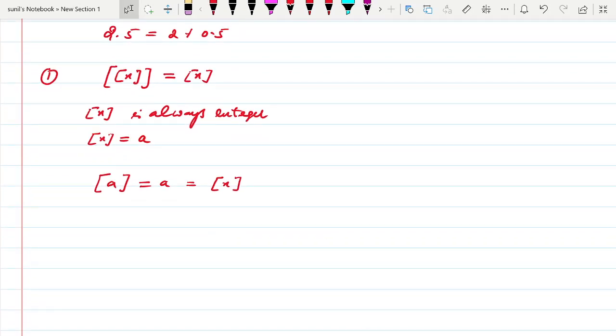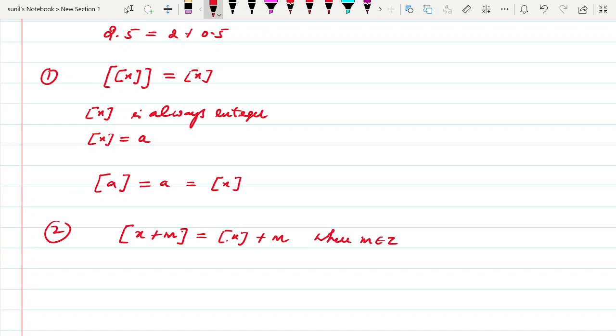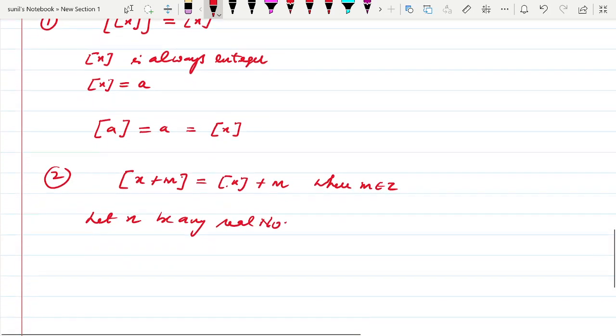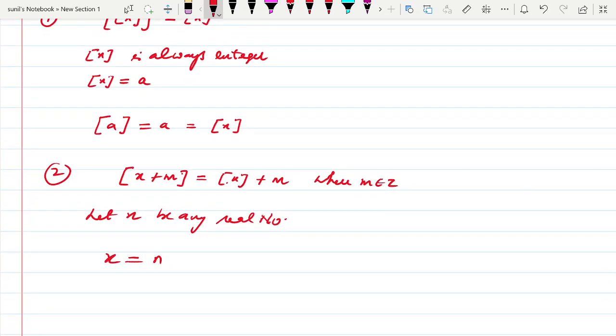Now my second property: bracket x plus m is bracket x plus m, where m is any integer. Now how will I establish it? Let x be any real number. Now can I write my x as some n plus f, where f is the fractional part?